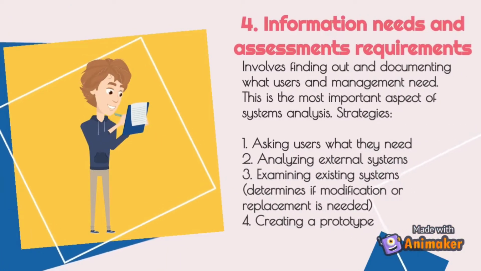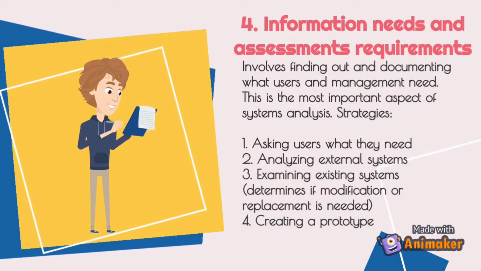The next step is to identify information needs and assess requirements. It involves finding out and documenting what users and management need. This is the most important aspect of systems analysis. The strategies that can be used by the company are asking users what they need, analyzing external systems, examining existing systems, which determines if modification or replacement is needed, and lastly, creating a prototype.